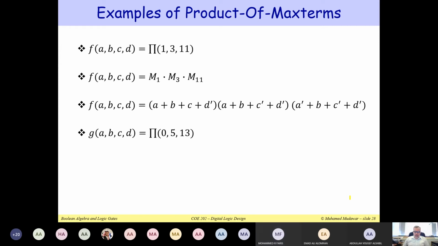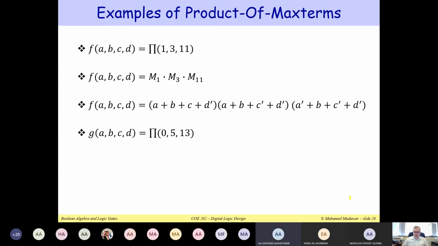Okay, let us take another example. Function G has 3 max terms: max term 0, max term 5, and max term 13. Quickly, can you tell me what's algebraically the function G? A or B or C or D. Excellent. This is max term 0. And max term 5? A or B prime or C or D prime. Excellent. And we have max term 13.